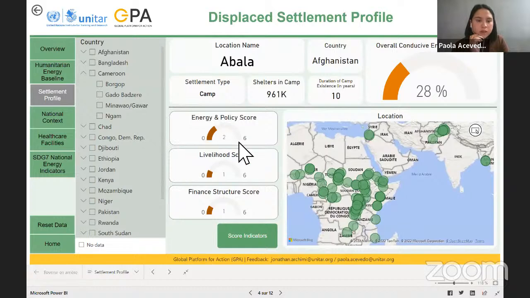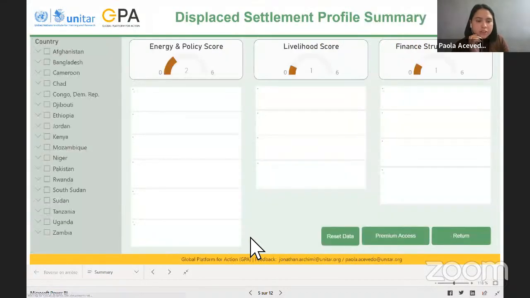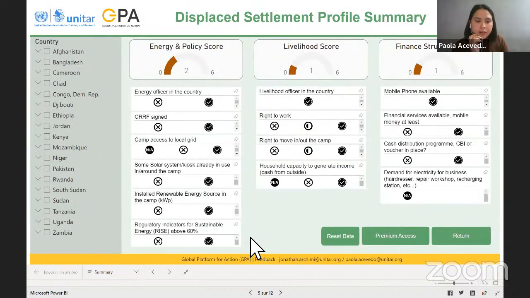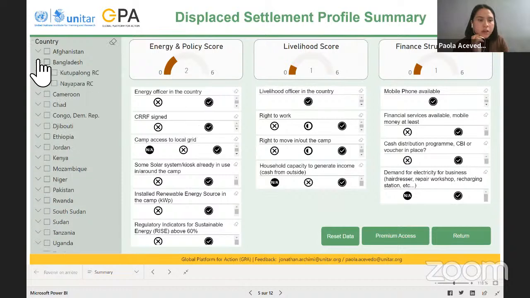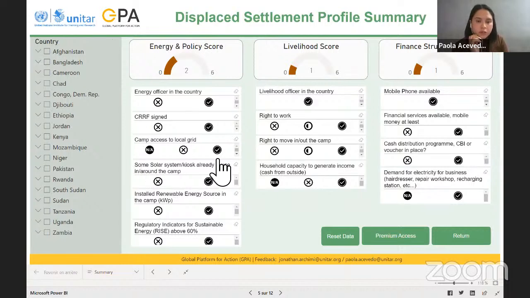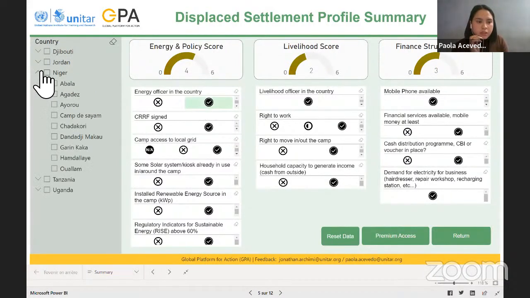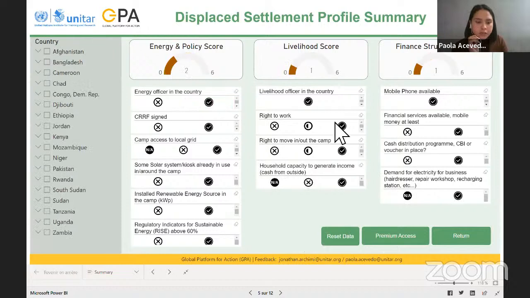It's a score from 0 to 6, and these indicators are presented here. It's in energy and policy. We have different indicators such as energy officer in country, CRRF signed, and you're able to filter it by country, and you can also filter it by indicator. So if you want to see the locations that have an energy officer in the country, you can press that button and then you can see all the locations that have that information. You can also reset the data to see the first view of the page.